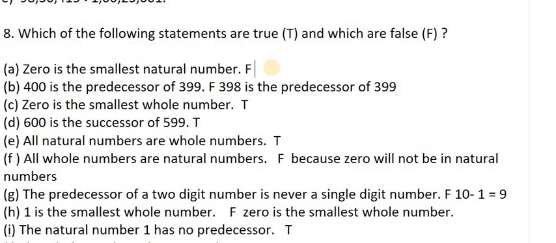And 0 is the smallest natural number. What is the answer here? 1 is the smallest natural number. Because of that reason we are saying it is false.